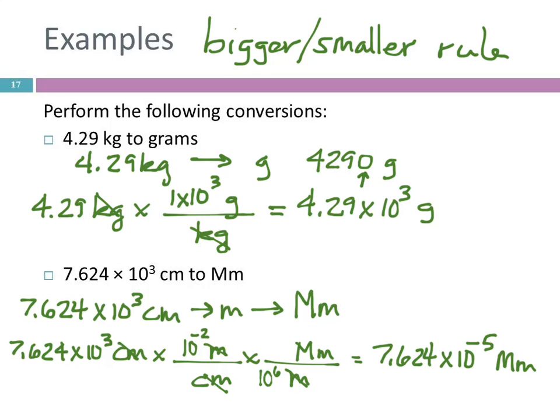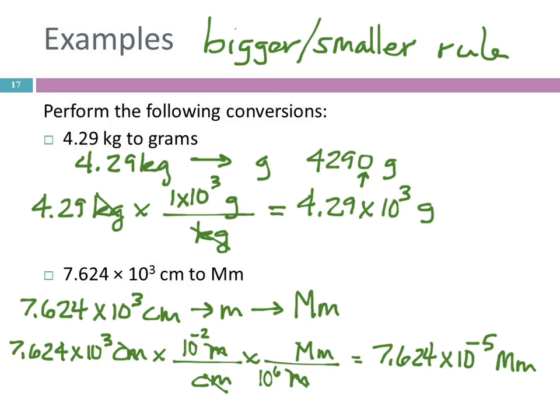When that happens, the size of the unit will change in the wrong direction, and the bigger, smaller rule will catch that. Here, a centimeter is smaller than a megameter, and so this should be the small number with the big unit.